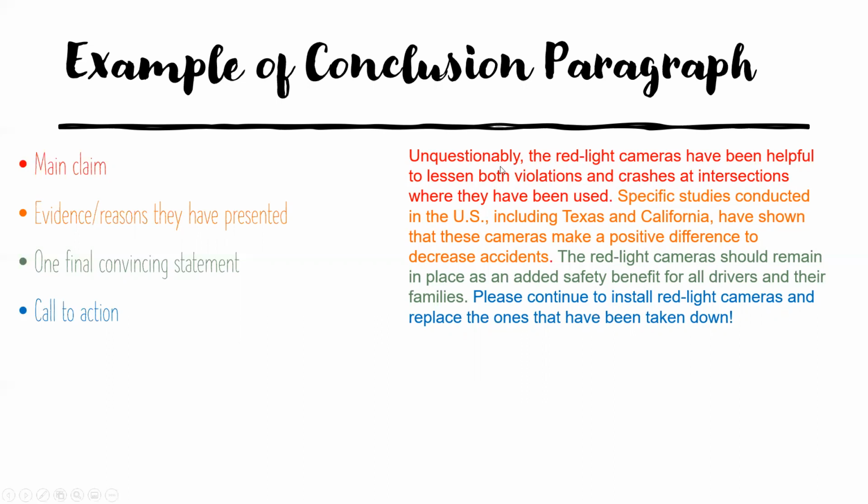So this, unquestionably, is an example of one of their concluding transitions. You're going to have a list of those that you can choose from, and this is a good one. And I really like the way that they made their final convincing statement that the red light cameras have to remain in place because they're a safety benefit for all drivers and their families. And their call to action is, please continue to install these red light cameras and replace the ones that have been taken down. So this is a great example of a conclusion paragraph.